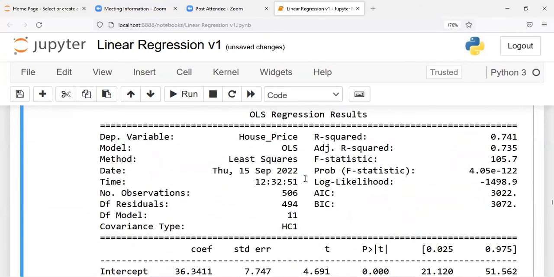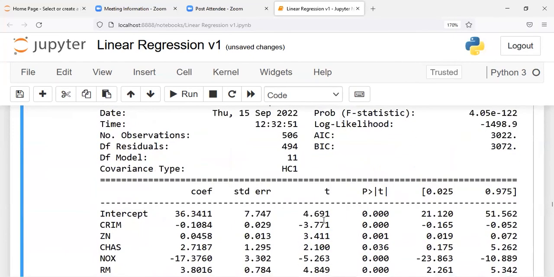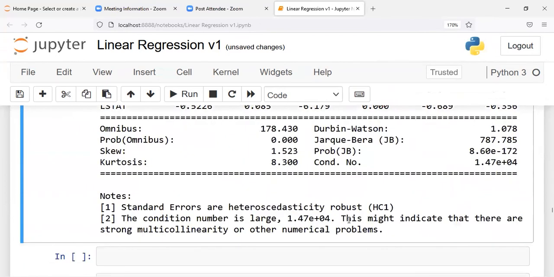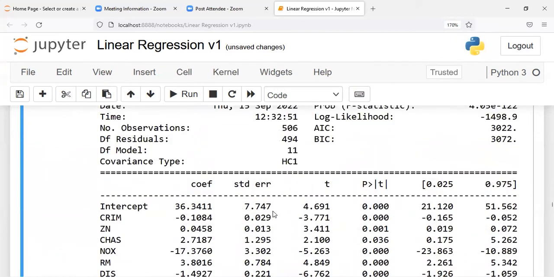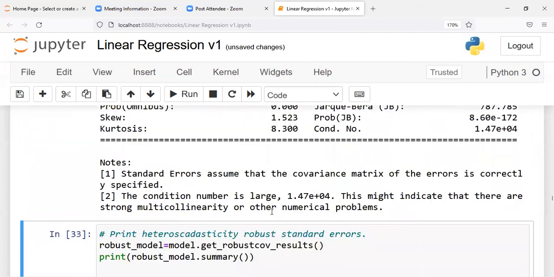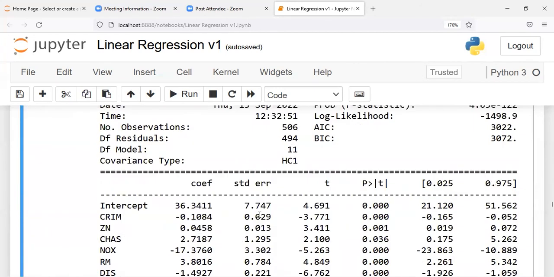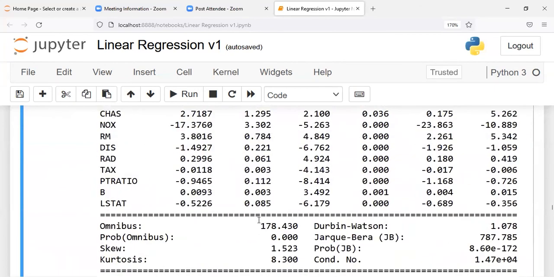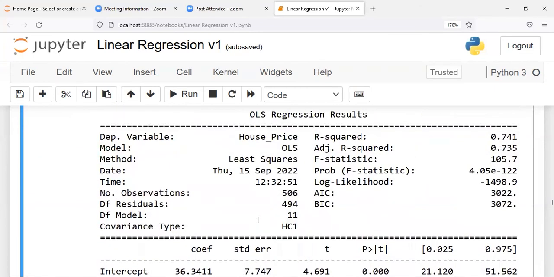Now look at the output. We are getting by and large the same statistics. Now, one change here is standard errors are heteroscedasticity robust. This is the message that we are getting. Let's go back and look at the earlier output. The earlier output said standard errors assume that the covariance matrix of the errors is correctly specified. So we had a bit of a problem with the earlier output. Now we have been able to rectify this by building a robust regression model.